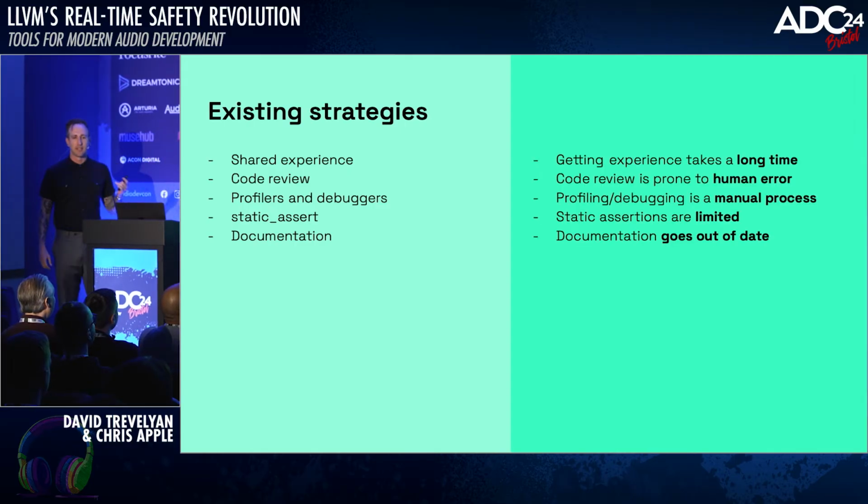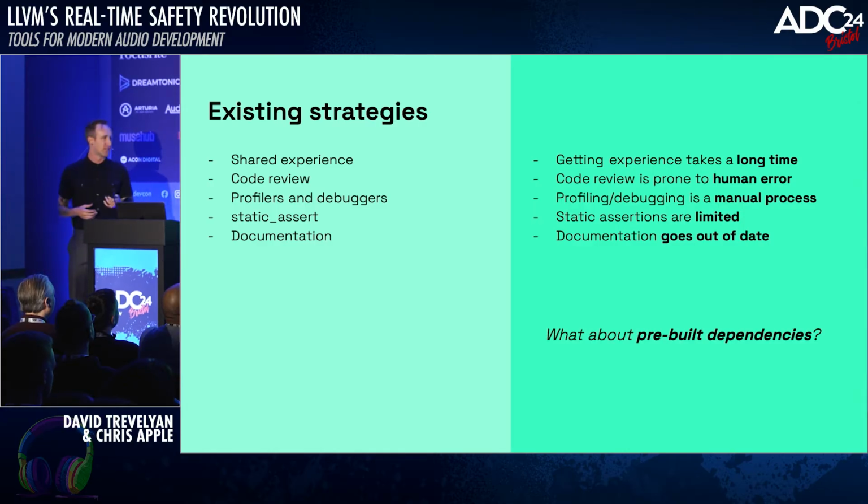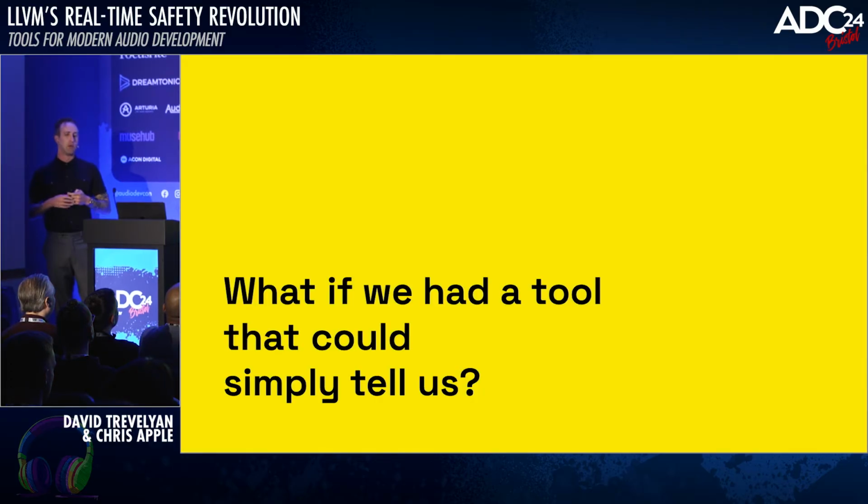So all that's to say is each of these kind of have their problems, and none of them really deal satisfactorily with pre-built dependencies in third-party libraries. So let's live in a utopia for a second. Let's imagine the perfect tool that could just tell us if our code was safe or not.